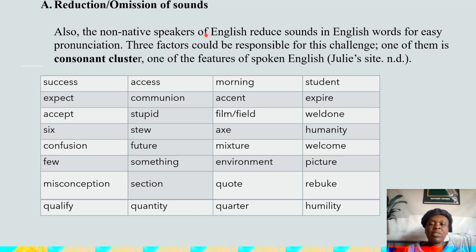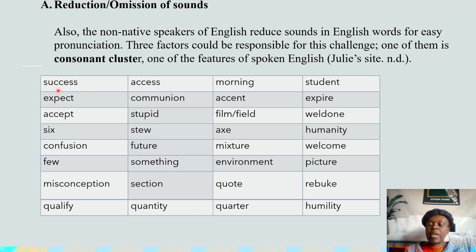Also, the non-native speakers of English language reduce sounds in the English word for easy pronunciation. They do this unconsciously. Three factors could be responsible for this challenge. One of them is what we call consonant clusters, one of the features of spoken English. For example, we have the first one, success. What do we mean by consonant cluster? When you have two, three, four consonants in succession in a word without vowels coming in between.